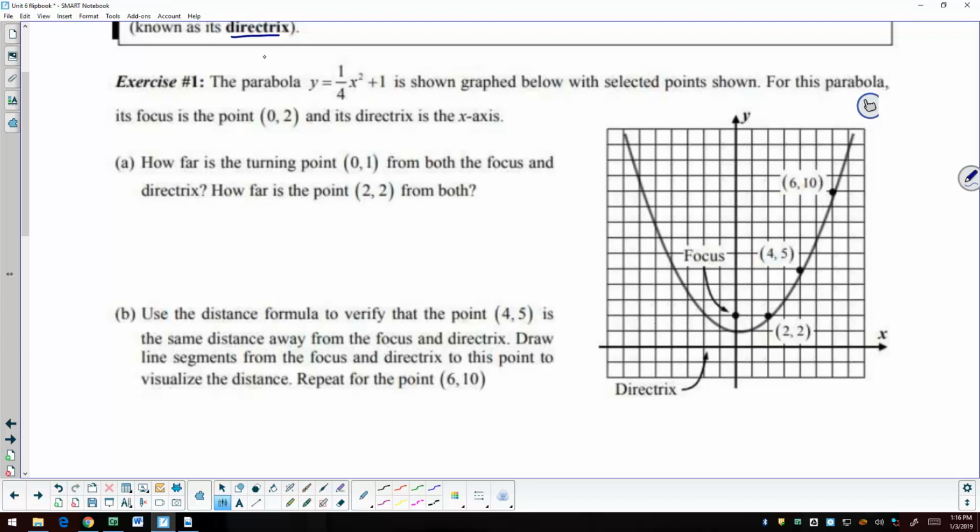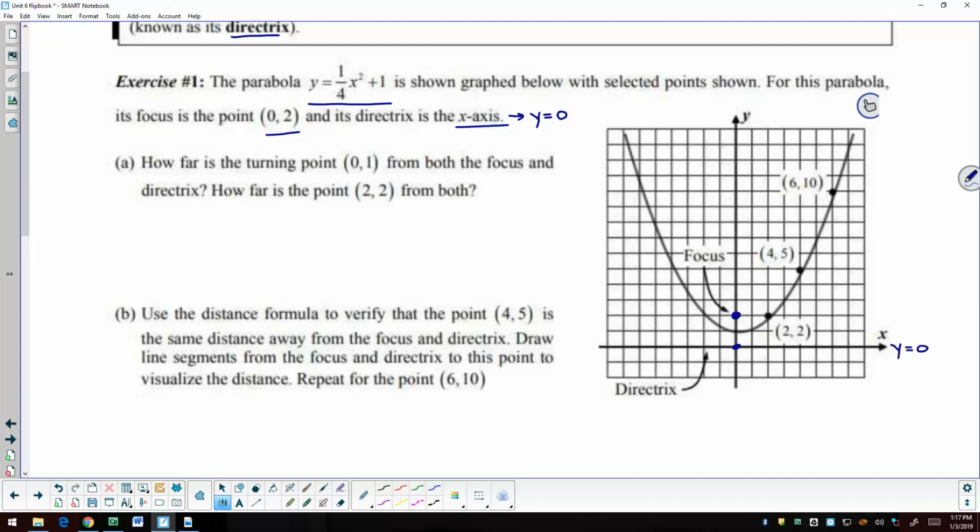So this question, they give us this parabola and they tell us its equation. They did that on purpose because you're going to actually see how to come up with this equation if they give you the directrix and the focus, which they did. They told us that the focus is the point 0, 2, which is right here. And then they told us the directrix is the x-axis. Well, the x-axis, in case you didn't know this, has an equation of y equals 0. The x-axis is a horizontal line going through 0, so it has an equation of y equals 0.